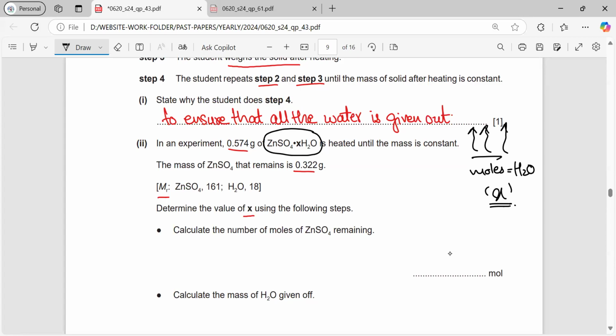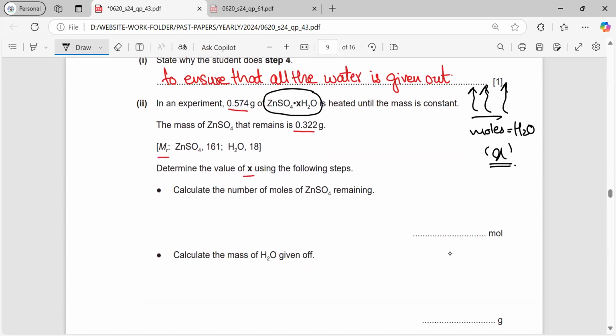To find the value of X, these are the steps which we'll do. First step is calculate the number of moles of zinc sulfate. To calculate the number of moles, we'll do mass over molar mass. The mass of zinc sulfate is 0.322 and the molar mass is 161, which gives us 0.002.